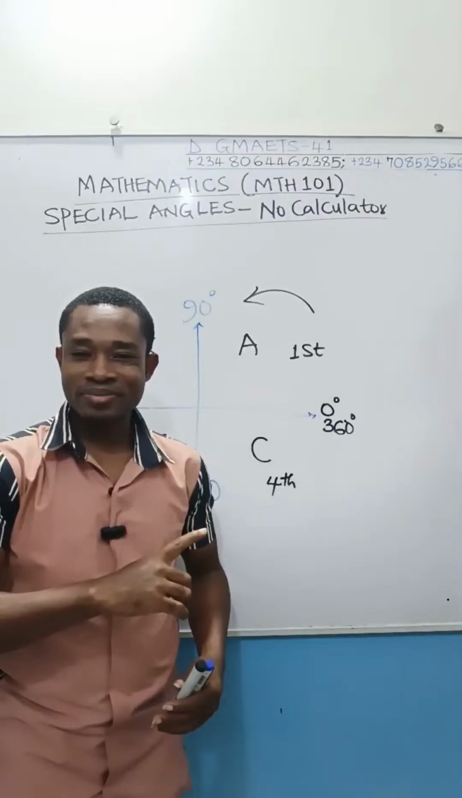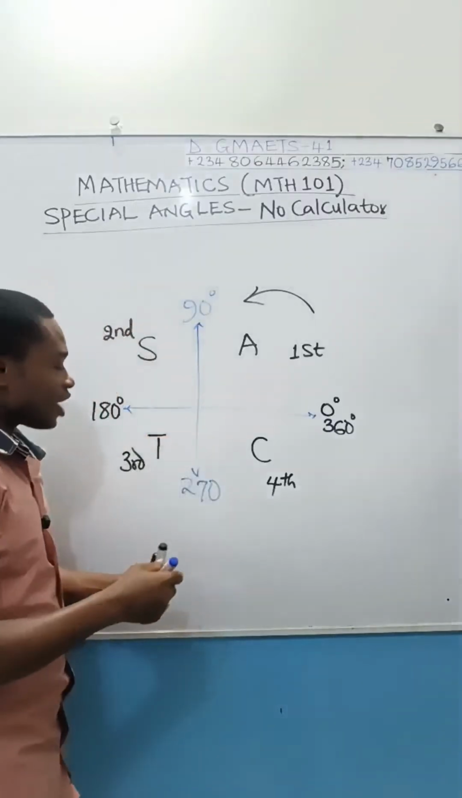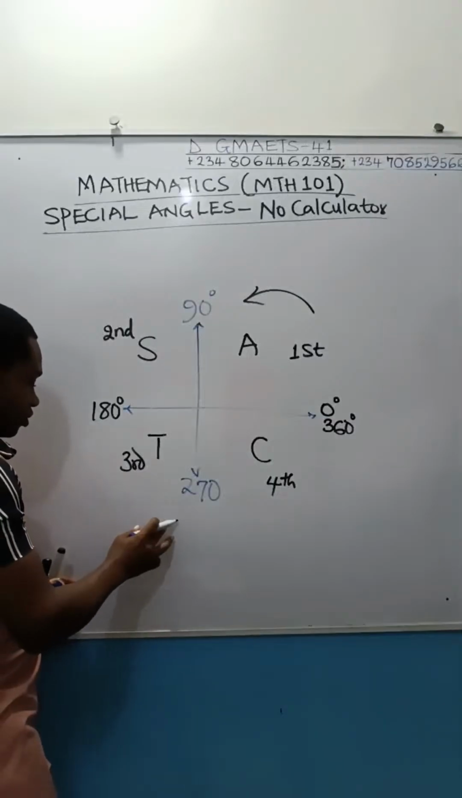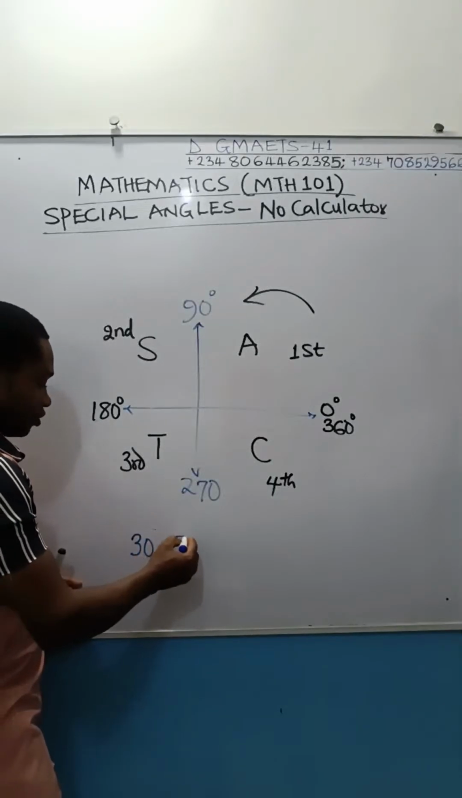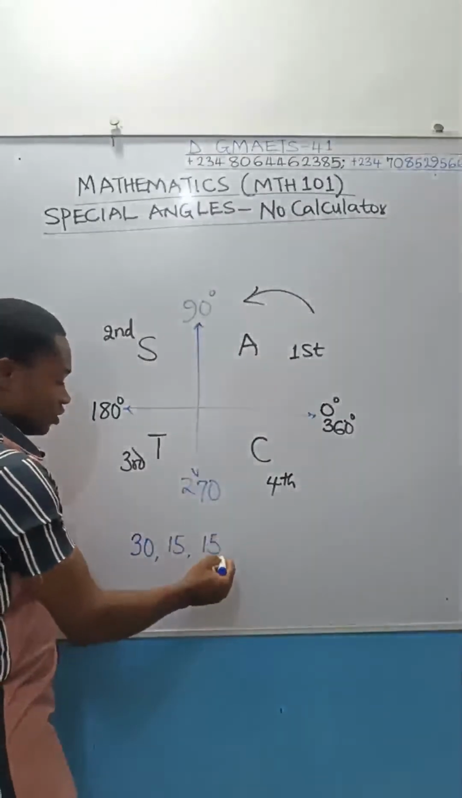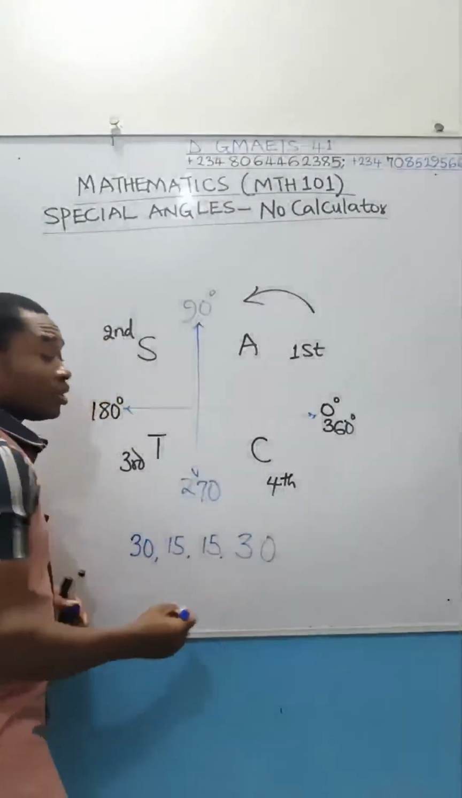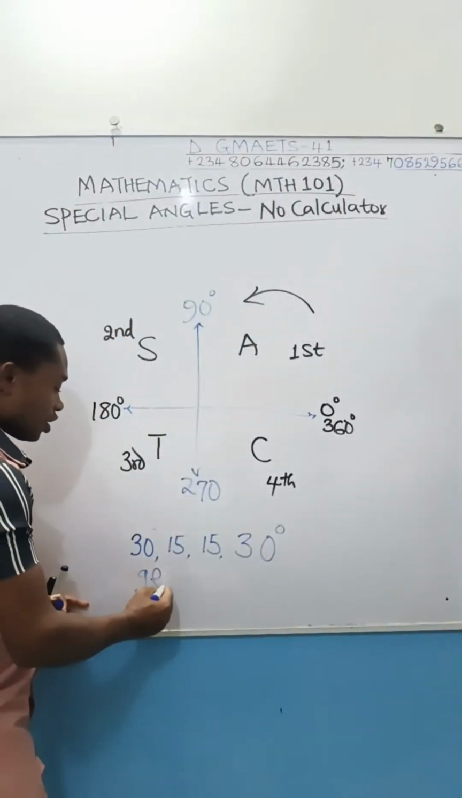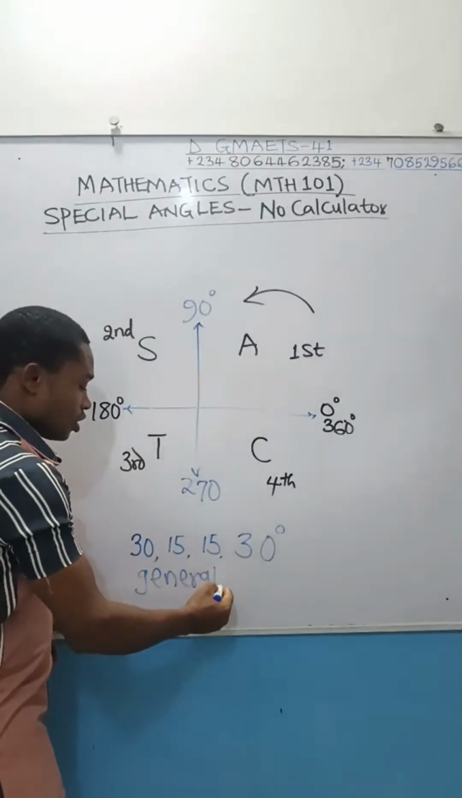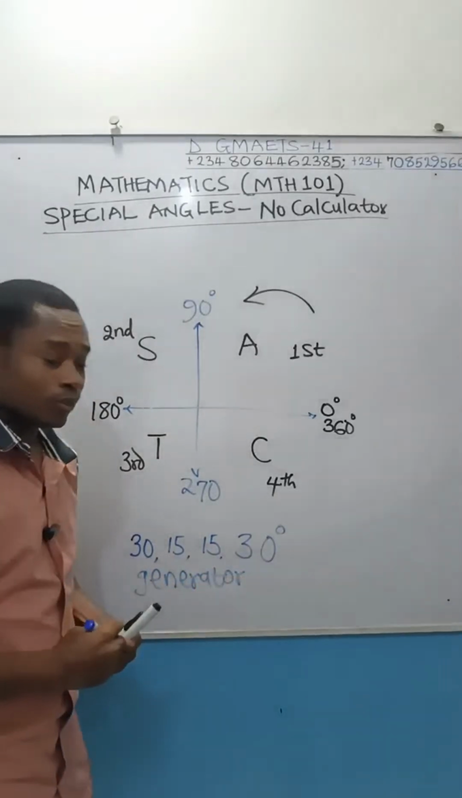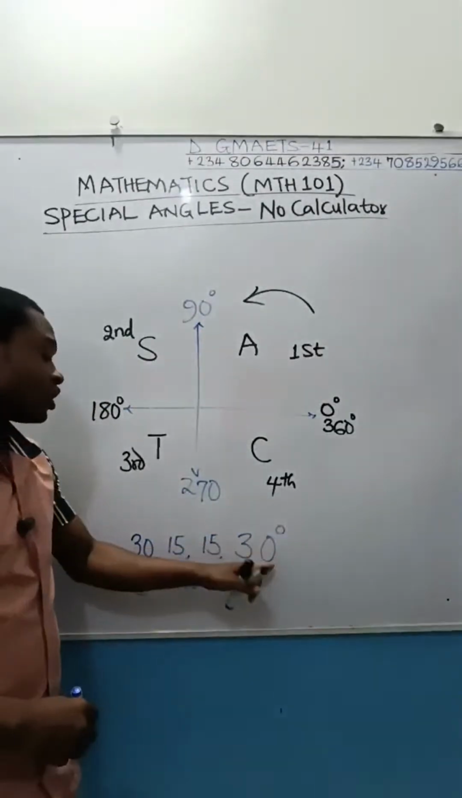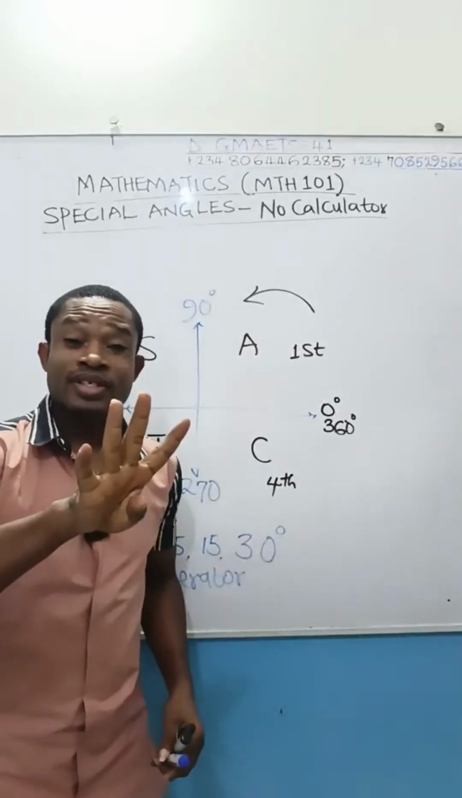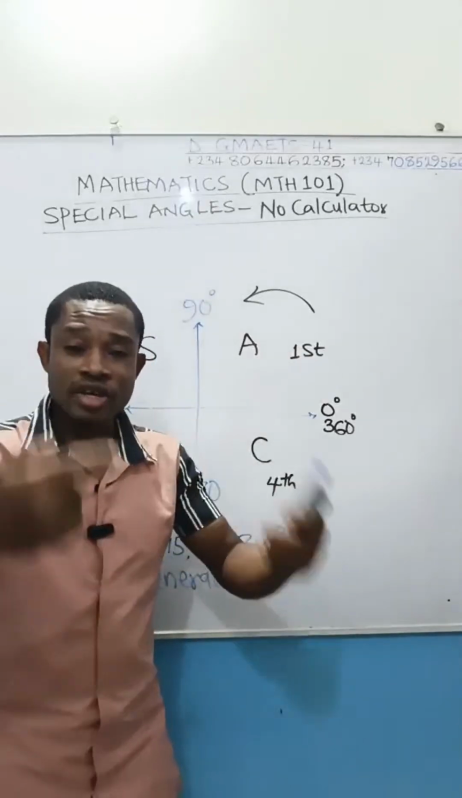Let's see how it goes. Now, there is something I call the 30, 15, 15, 30 degrees generator. You see this? Make sure you put it in your brain right now: 30, 15, 15, 30 degree generator. These are the 4 numbers that help us to generate our special angles.